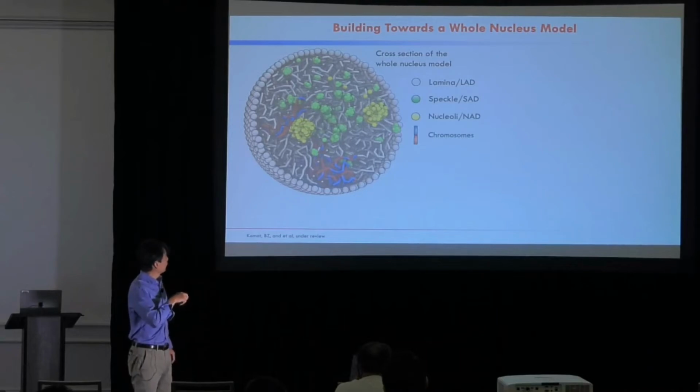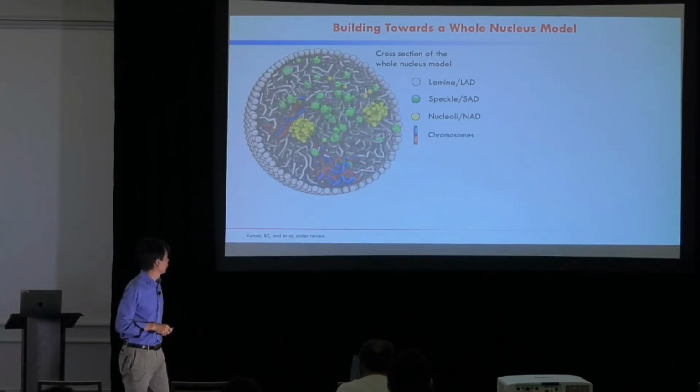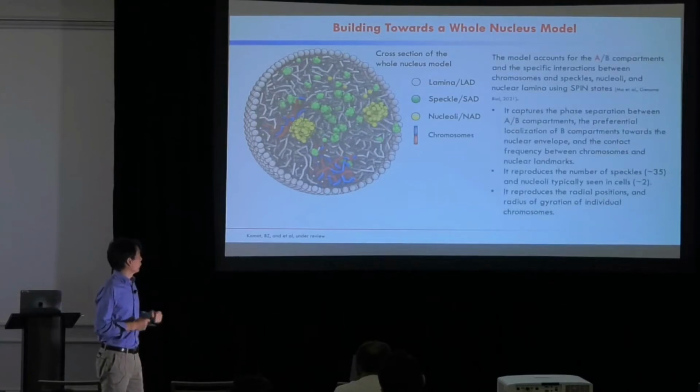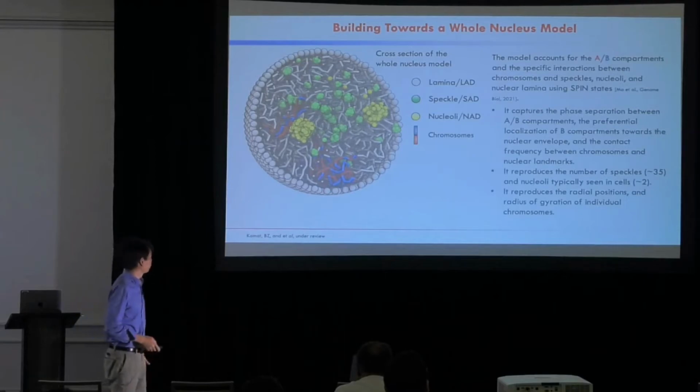Here, in addition to chromosomes and the nucleoli, we also introduced speckles, which are another key nuclear body, and we also included the nuclear lamina. In this model, not only were we able to reproduce Hi-C, but also the contacts between the chromatin and all these different nuclear landmarks. So this should provide a more accurate model for the genome and the nucleus.